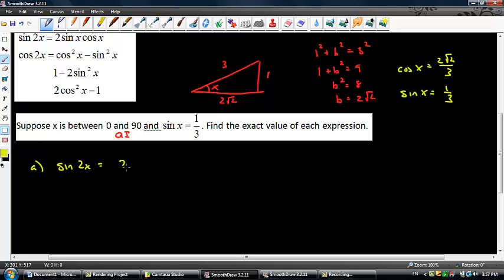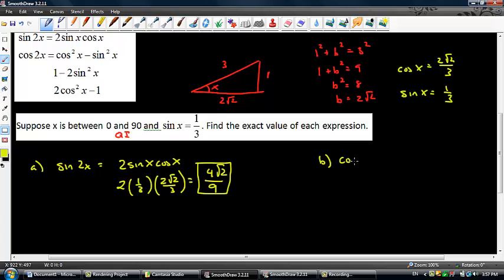Okay, well sine 2x is equal to 2 sine x cosine x. Well, we can go ahead and figure that out. That is 2. Sine of x was 1/3. Cosine of x is 2 rad 2 over 3. So this one here we have to do a little bit of math. Nothing's going to cancel out, so our denominator is going to be 9. 2 times 1 times 2 is 4 rad 2 over 9.